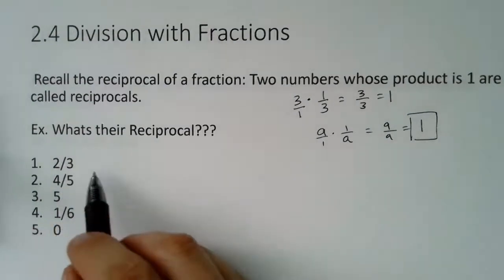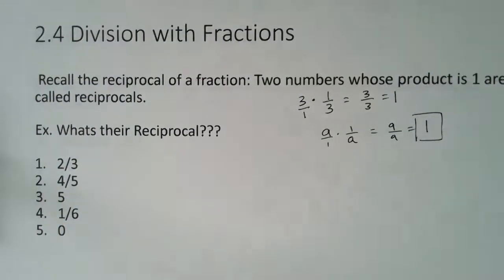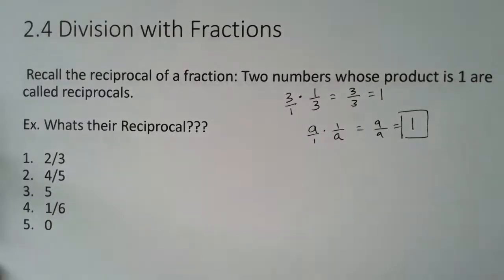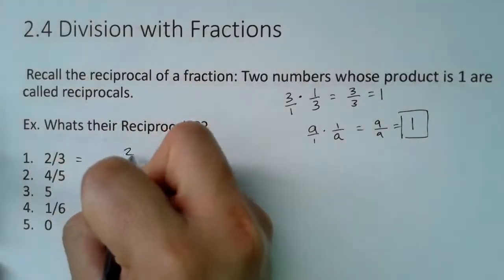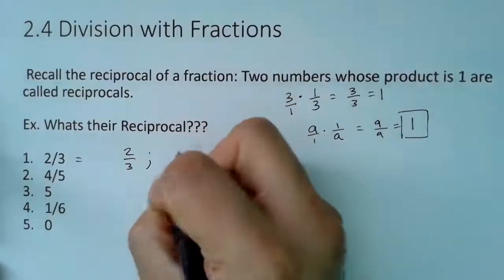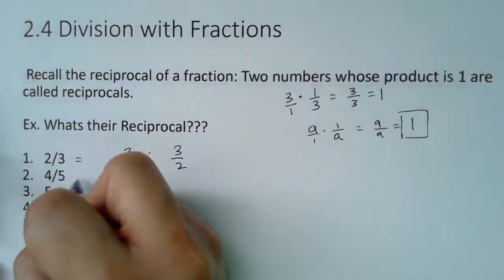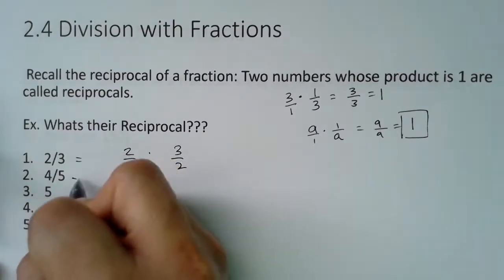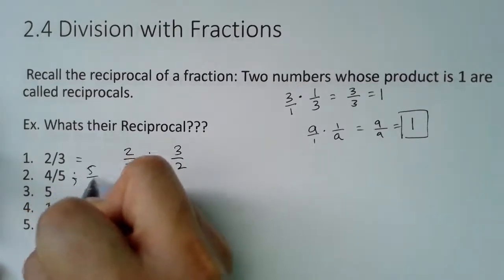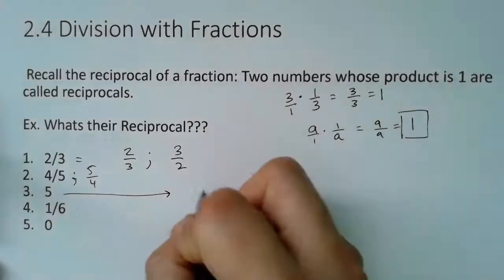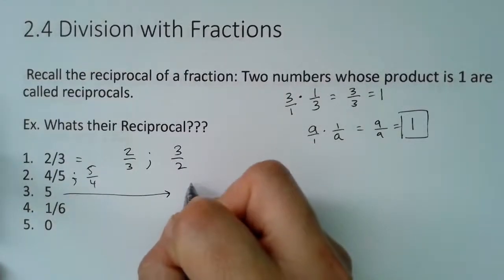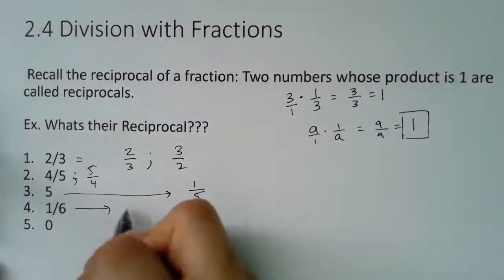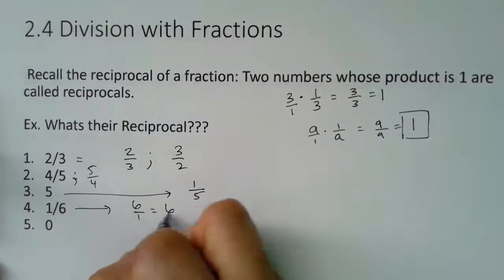So the reciprocal, you can think of it as basically we switch the numerator and the denominator, if you want to think about it in an informal way. So the reciprocal of 2/3 would be 3 over 2. The reciprocal of 4/5 would be 5 over 4. The reciprocal of 5 would be 1 over 5, since 5 is 5 over 1. The reciprocal of 1/6 is 6 over 1, which is just 6.